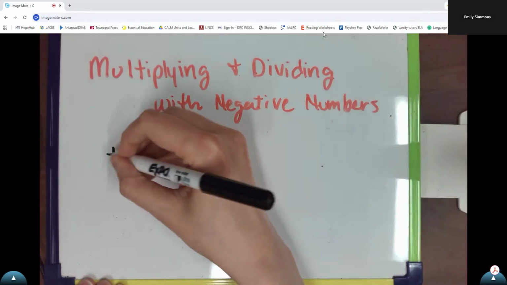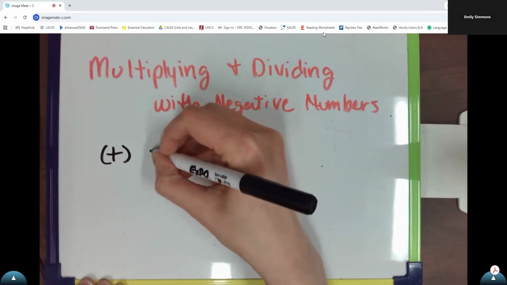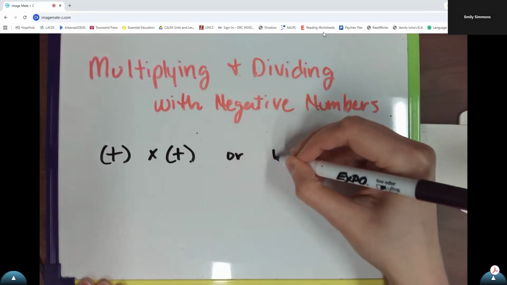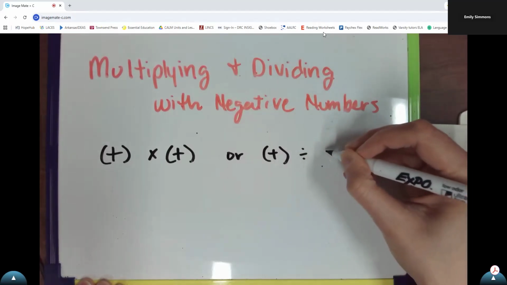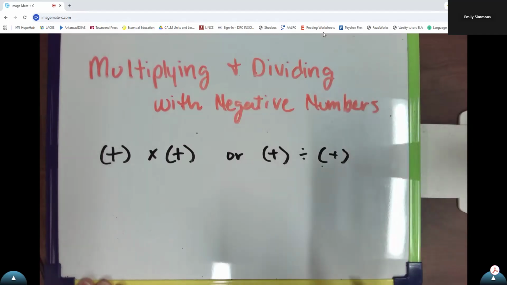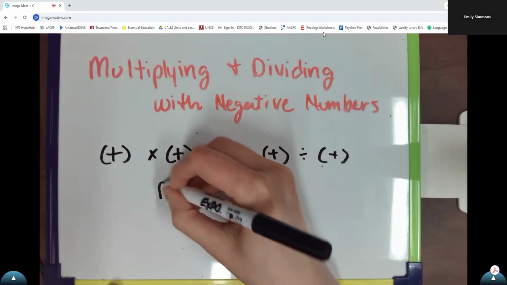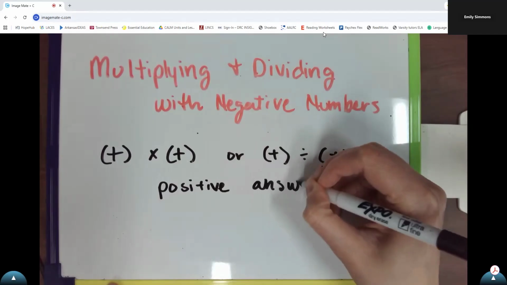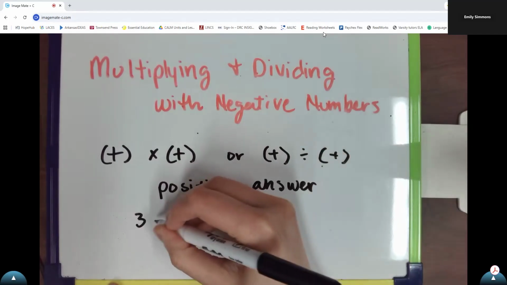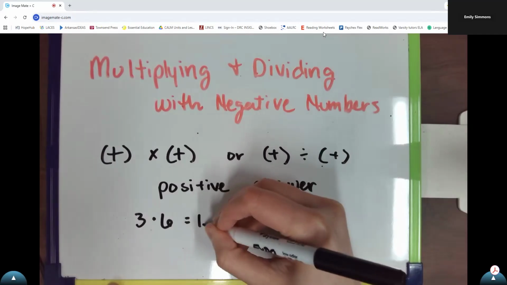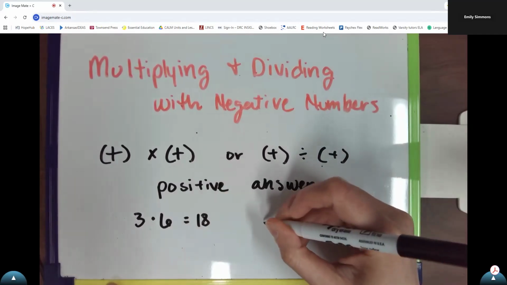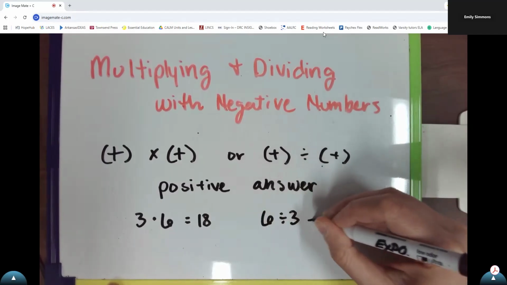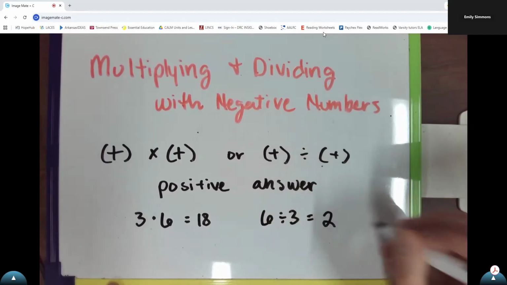So to start with, our kind of control here, if we had a positive times a positive, or a positive divided by a positive, we're used to this, we would get a positive answer. So if we had 3 times 6, we'd get 18. That's positive 18. Or if we had 6 divided by 3, we'd get positive 2.